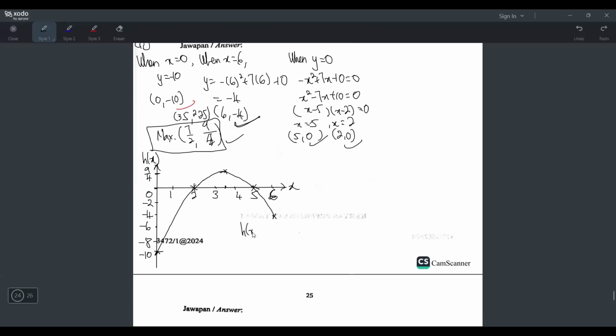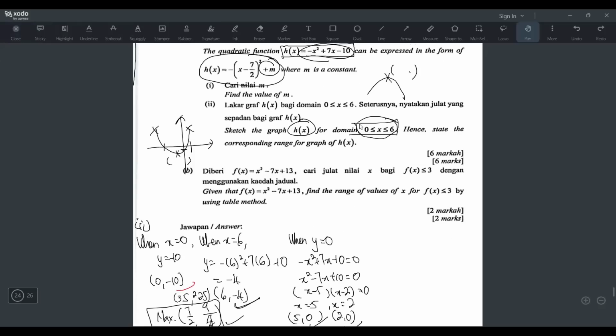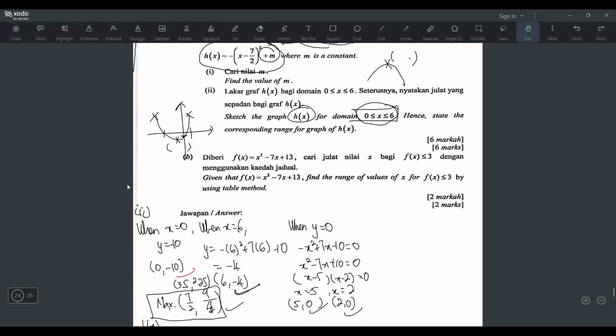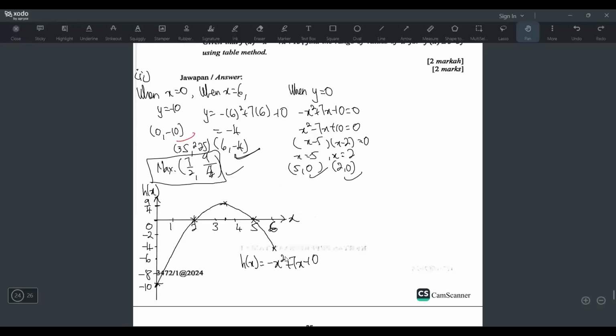Now just label the curve equation. h(x) equals -x squared plus 7x minus 10. And what the question says is: sketch the graph for h(x) from 0 until 6, hence state the range. So I already finished the sketching, but I haven't written the range. So just write the range here.